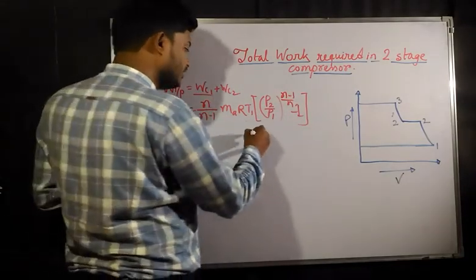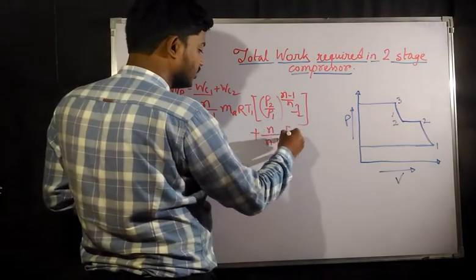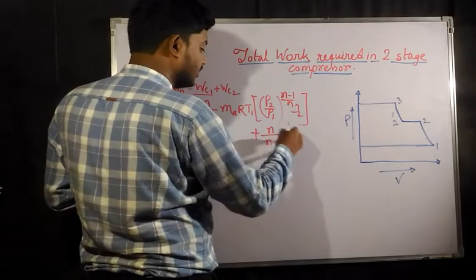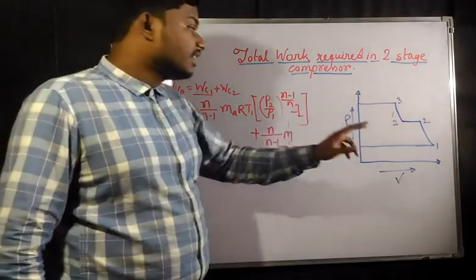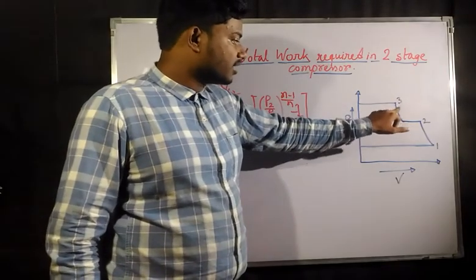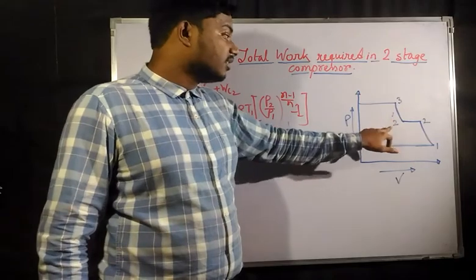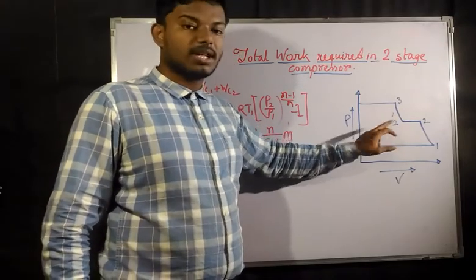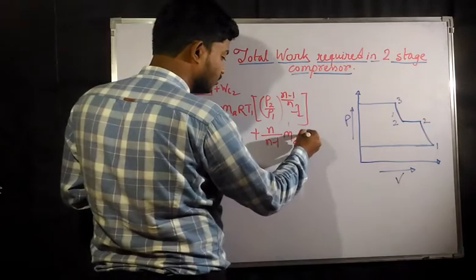And for the second compressor it would be n by n minus 1, and now there would be the initial conditions for the second compressor. This is going to be the second compression, 2 dash to 3. What is the initial condition for the second compressor? It is at 2 dash. So this would be nothing but m_a into R into T2 dash.